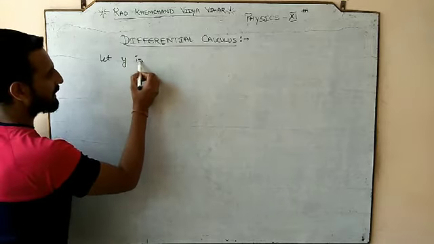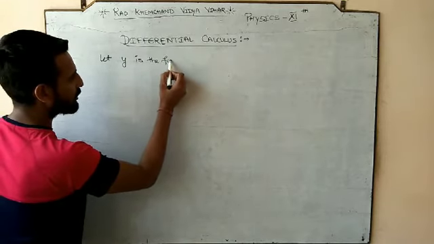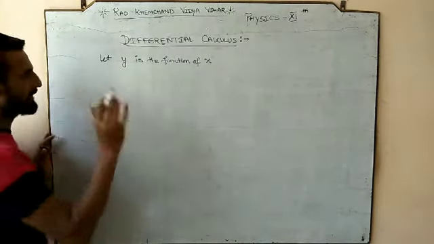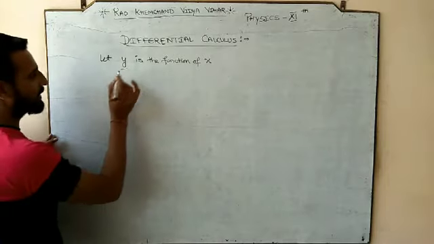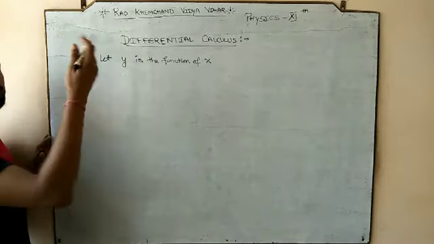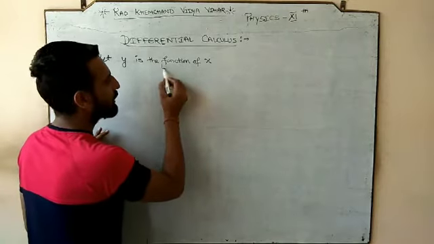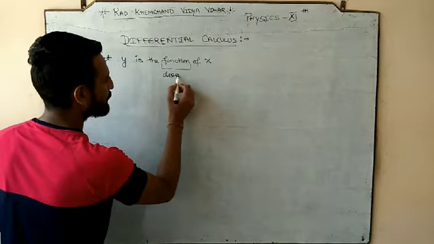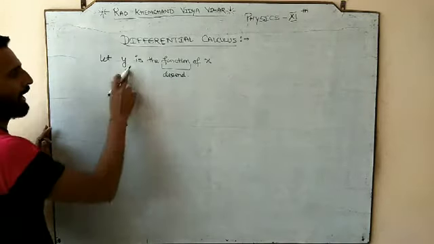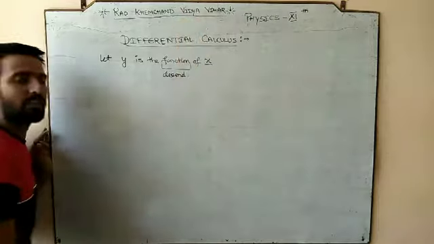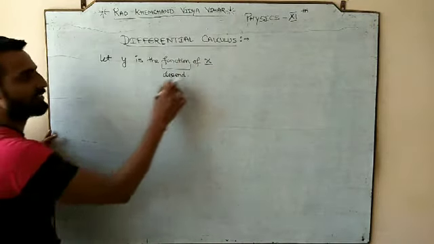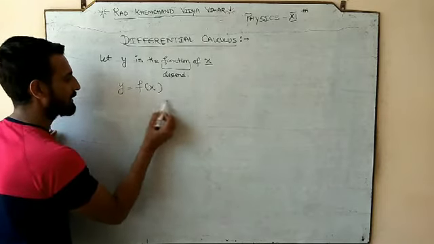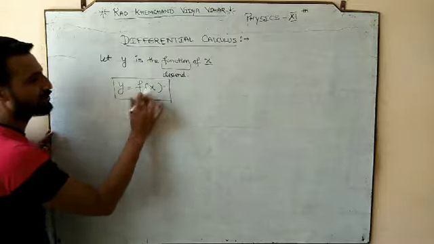Let y be a function of x. So here I am using something, please try to understand. I am using a quantity named y. It is a function. Function, in simple language, means depends on x. So y depends on any other quantity x, and mathematically we write it in this manner: y is the function of x.